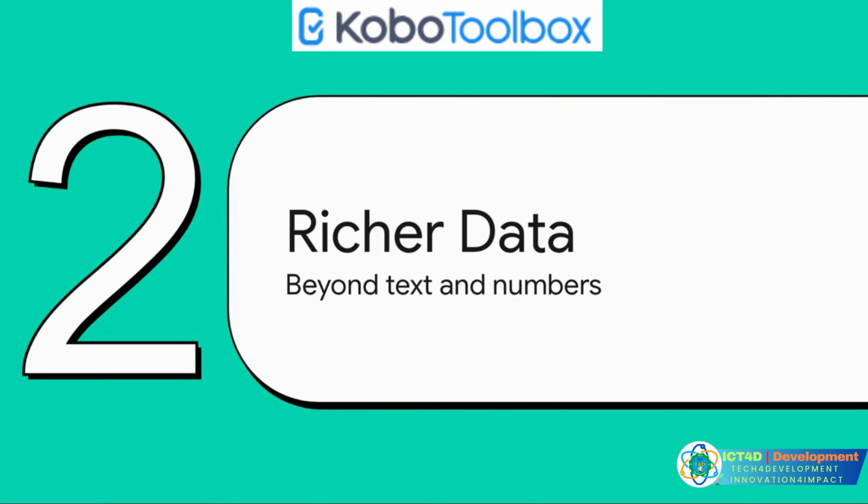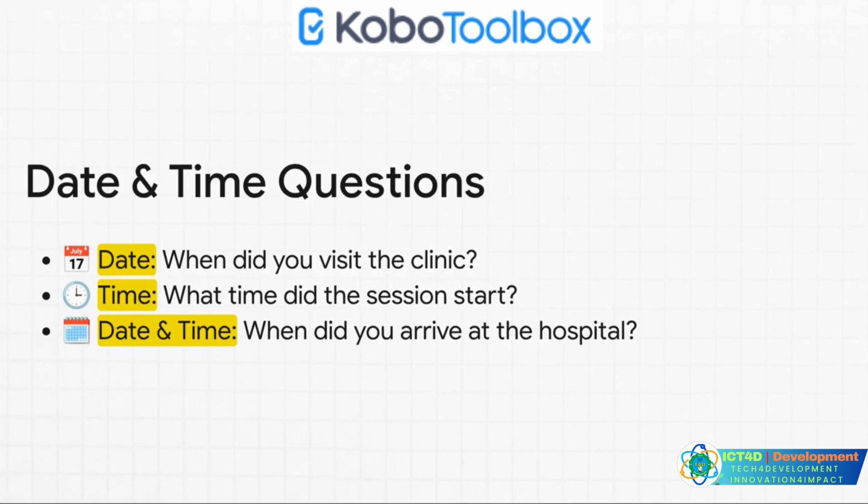All right, now that we've got the basics down, let's get into the really cool stuff. Capturing richer, more contextual data. This is where your survey stops feeling like just a list of questions and starts feeling like a real window into what's happening on the ground. So when you're tracking events, you need to be precise, right? Well, you can grab just the date or just the time, or you can combine them for a specific timestamp. The choice is pretty simple. It all just depends on how specific, how granular you need that timeline to be.